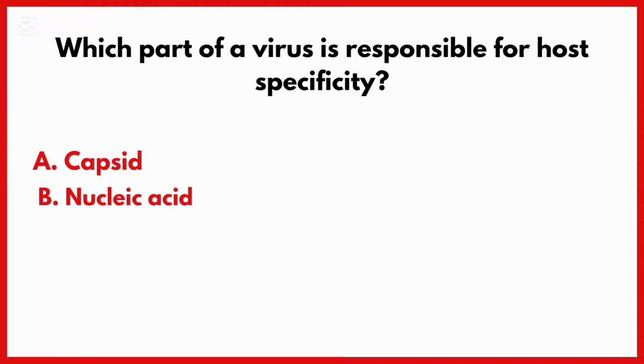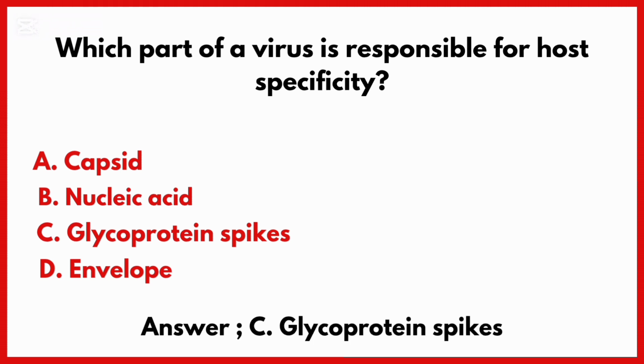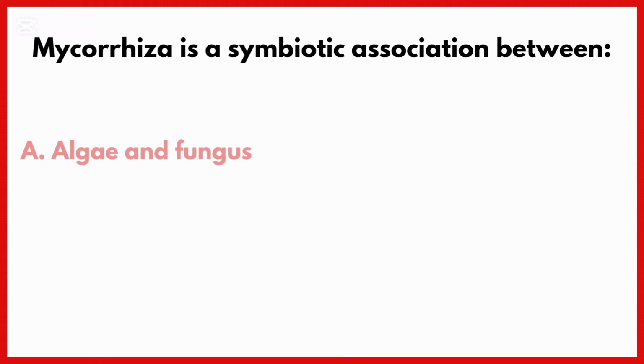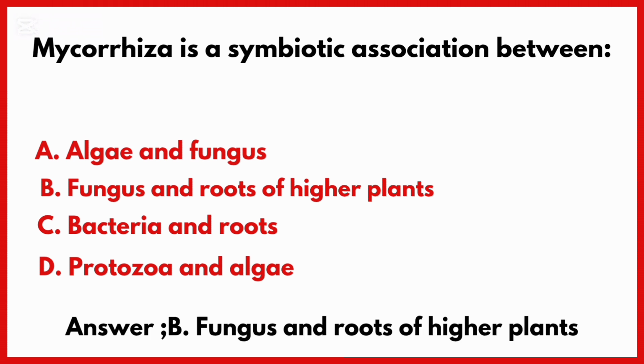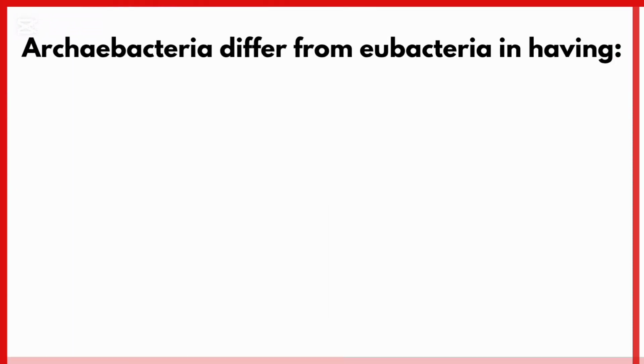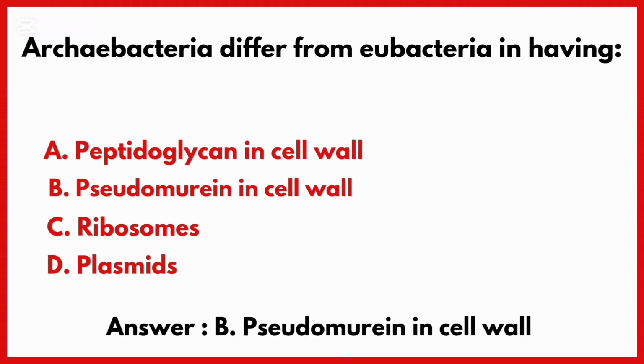Which part of a virus is responsible for host specificity? Correct answer is option C. Glycoprotein spikes. Mycorrhiza is a symbiotic association between. Correct answer is option B. Fungus and roots of higher plants. Archaebacteria differ from eubacteria in having. Correct answer is option B. Pseudomurein in cell wall.